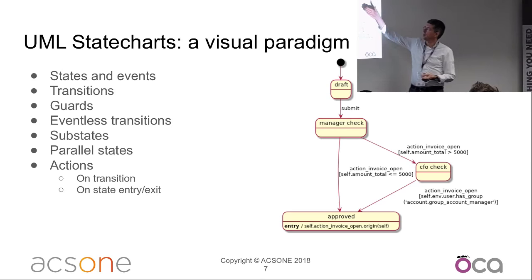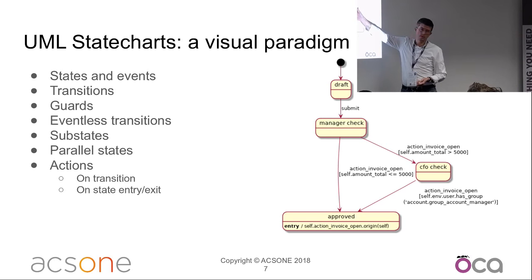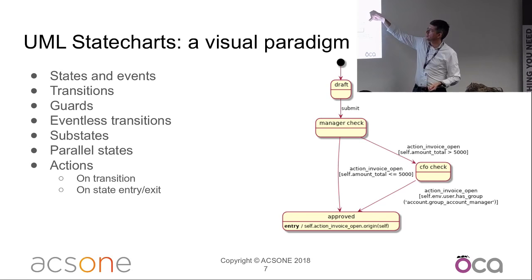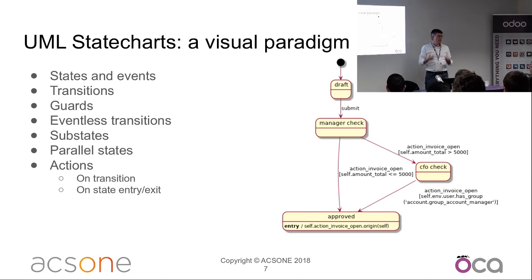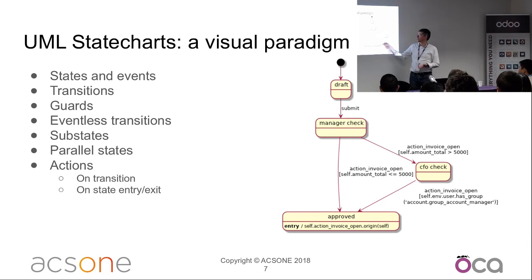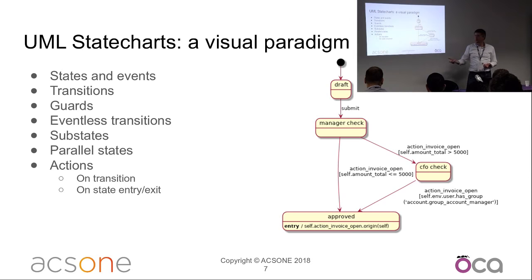So here you see in the draft state, you have the submit event that is allowed. In the manager's check state, you have the action invoice open event that is allowed. But that action invoice open event is also allowed here and here. The same event is allowed in different states. And so events trigger transitions. So an event in a specific state can trigger a transition. If the submit event comes and you are in draft state, you go to manager check. If the submit event comes in another state, it's forbidden. So you get an error.